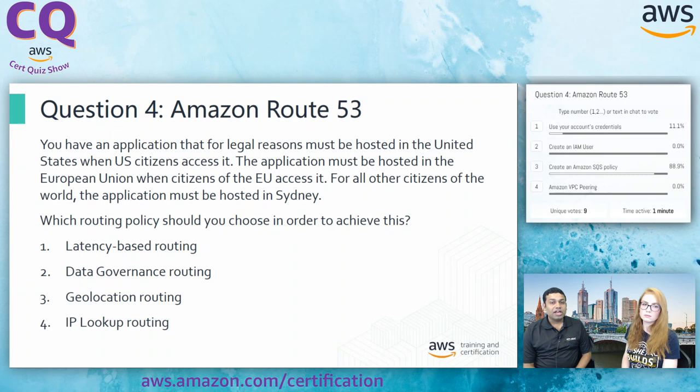Okay. Now, let me change the way I look at this for a minute. Let's get rid of the bad ones first. Let's start with four, IP lookup routing. This is a good way of getting rid of incorrect answers. There is no routing policy called IP lookup routing. So cross it off if you're not very sure of this. Data governance routing is again something made up. There is no Route 53 policy like that. So that goes off. And if our viewers had sat in one of your classes, they would know that.